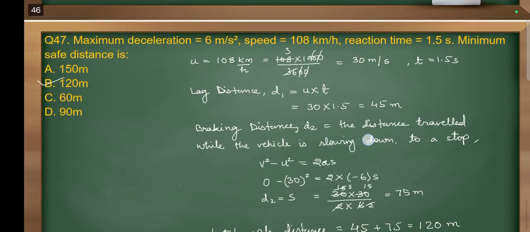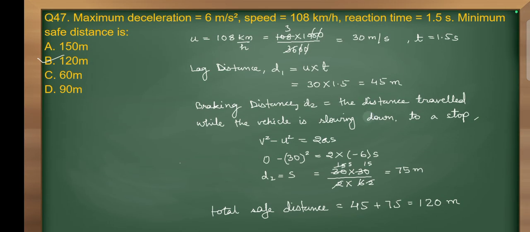Now move to question number 47. Maximum deceleration is equal to 6 meter per second square. Speed is equal to 108 kilometer per hour. Reaction time is equal to 1.5 second. Minimum safe distance is. Here initial velocity is given as 108 kilometer per hour. So we will convert that to meter per second, which is equal to 30 meter per second, and time is given as 1.5 second.